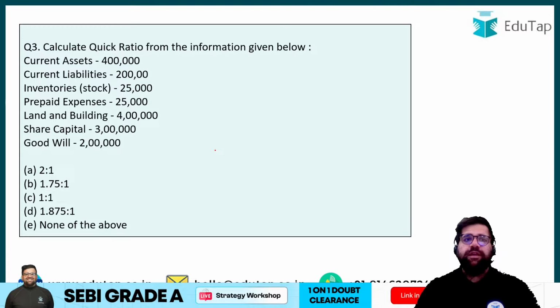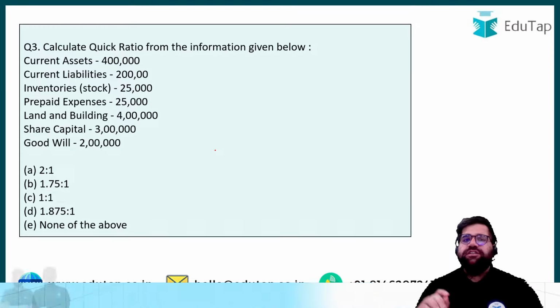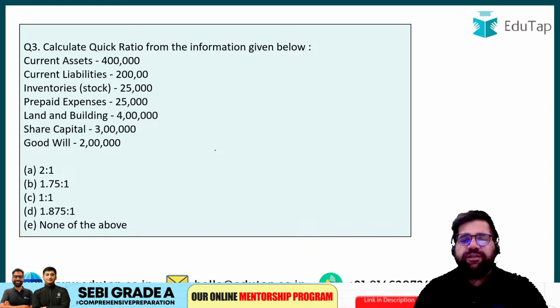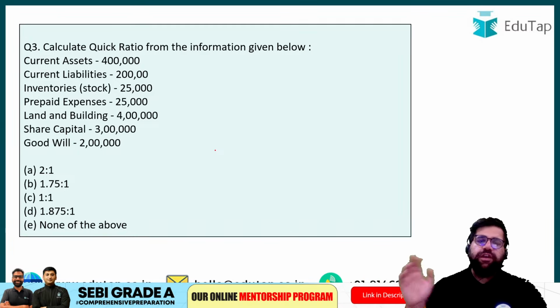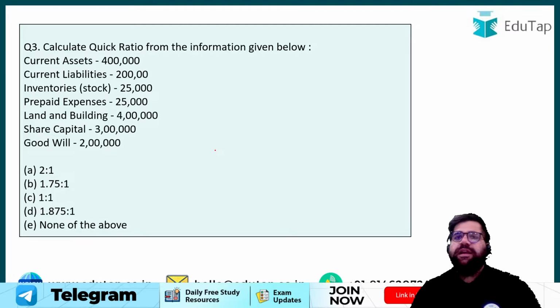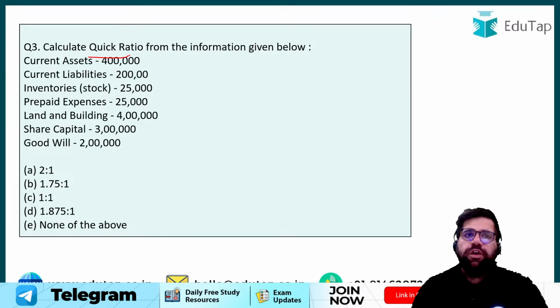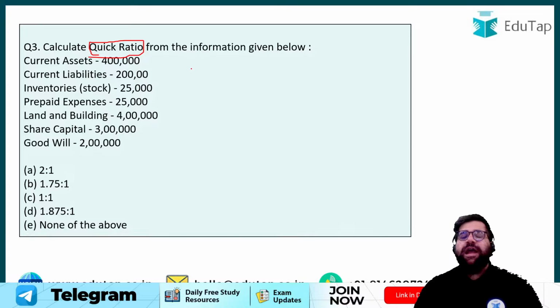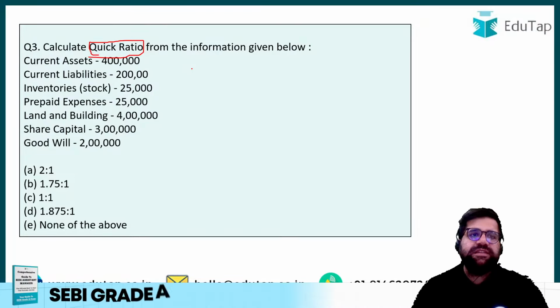Next question, come on. So we have one numerical. Calculate quick ratio. Now, first of all, whenever a ratio question is there, write the formula on your left hand side or right hand side, whatever the case is. Quick ratio is your quick assets divided by current liability. Now, quick assets is equal to current assets minus your inventories and prepaid expenses, right?